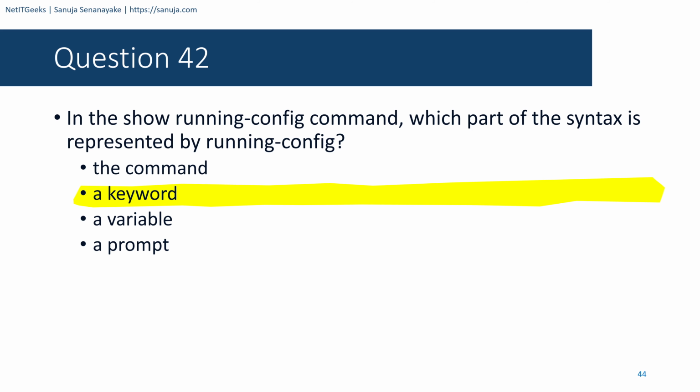The first part of the syntax shows the command. The second part of the syntax is running-config, and that keyword is what specifies the output of that command. So in show running-config, running-config is a keyword in this particular way of using the Cisco syntax. Again, these are all lab-related items, because that's how Cisco developed the Cisco IOS software or firmware.